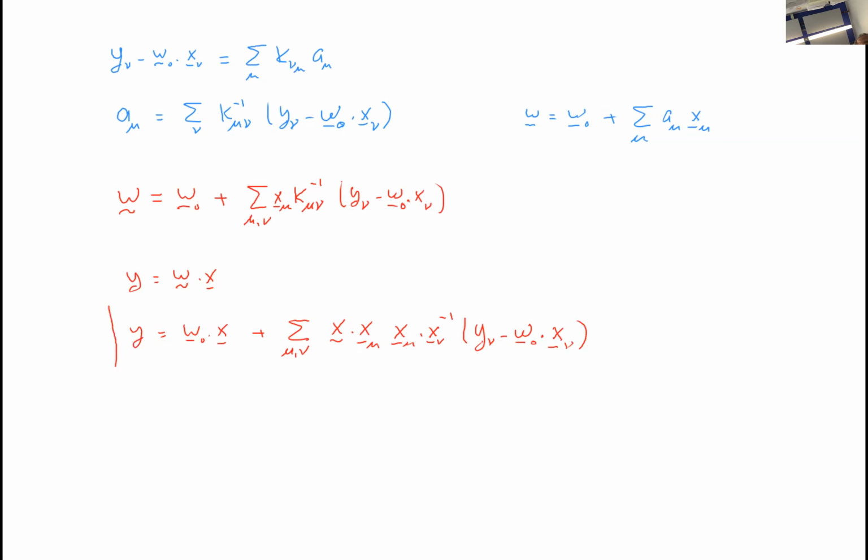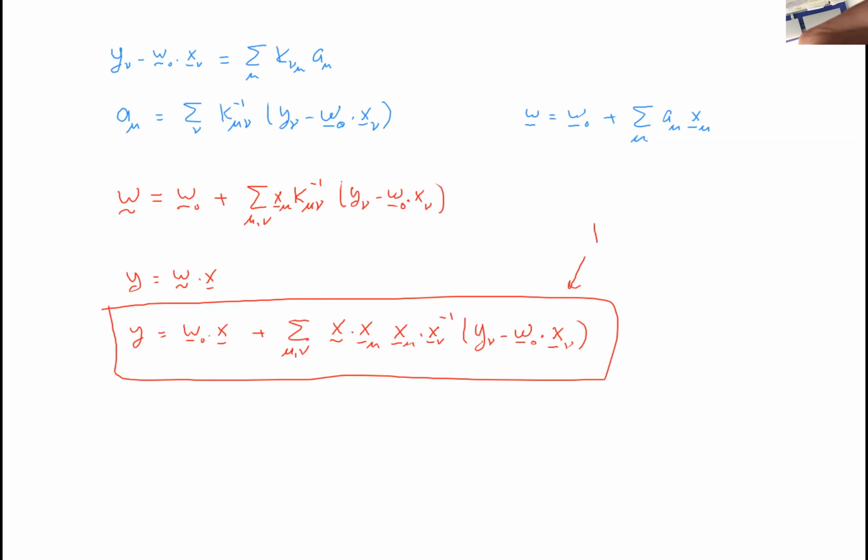So this is an extremely important relationship. This is linear regression in the overparameterized regime. Okay. And it tells us something very important. First of all, let's double check that it makes sense.